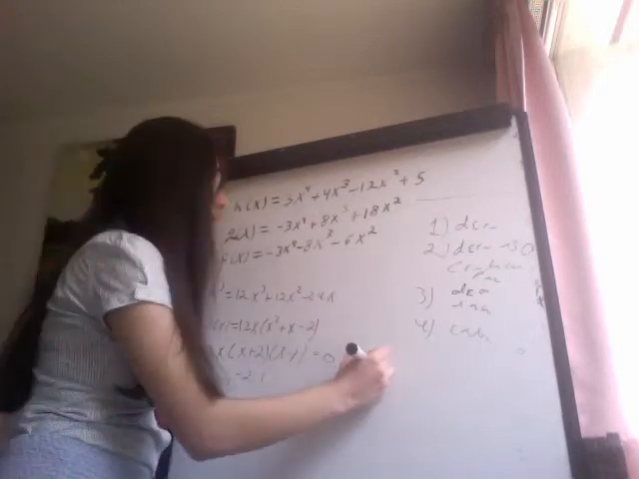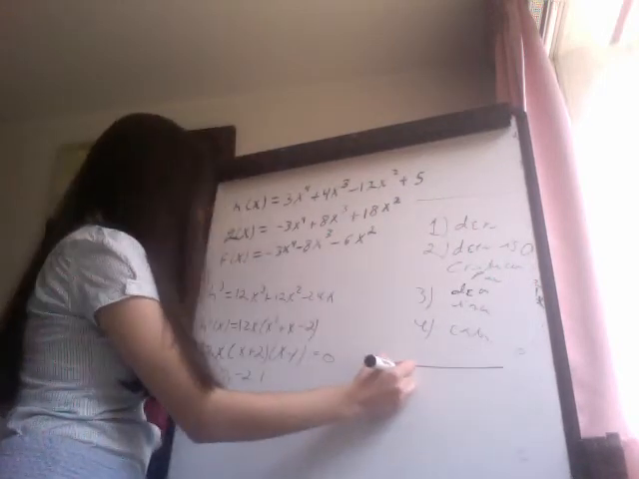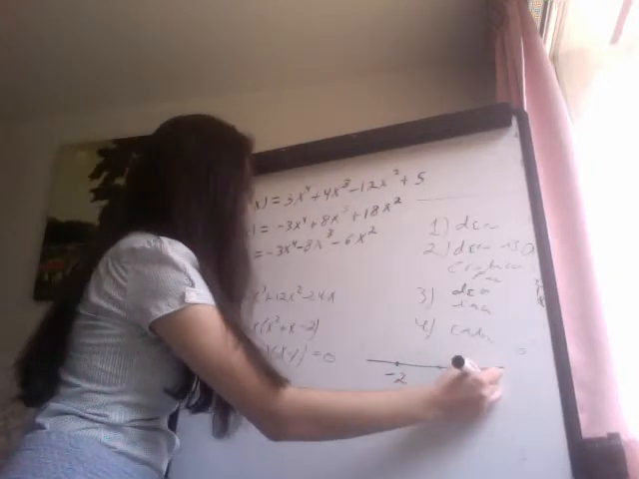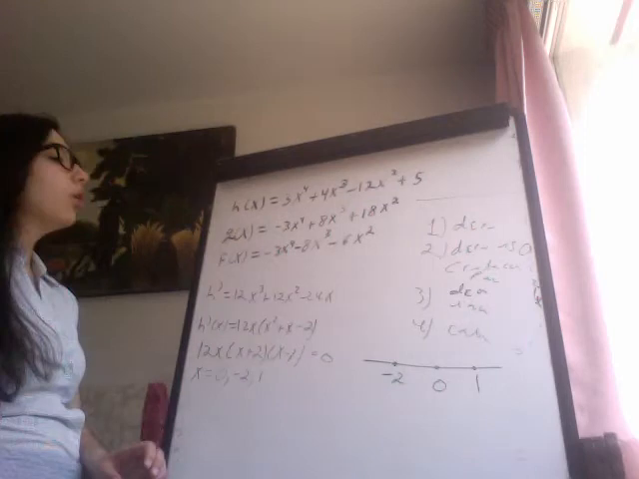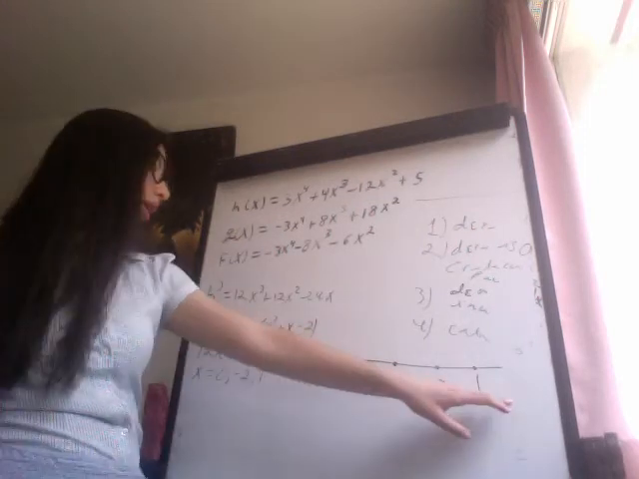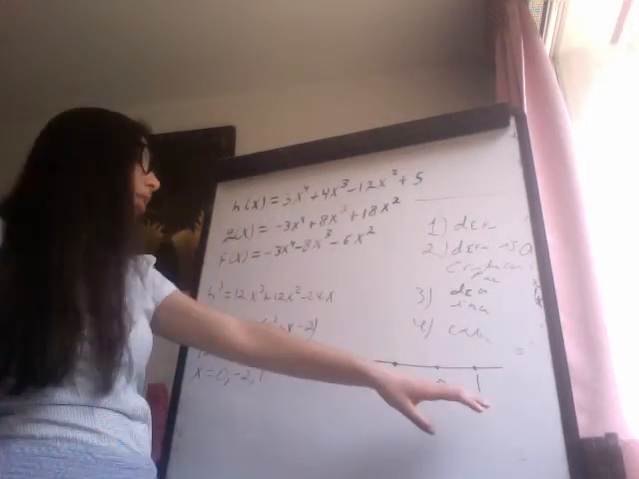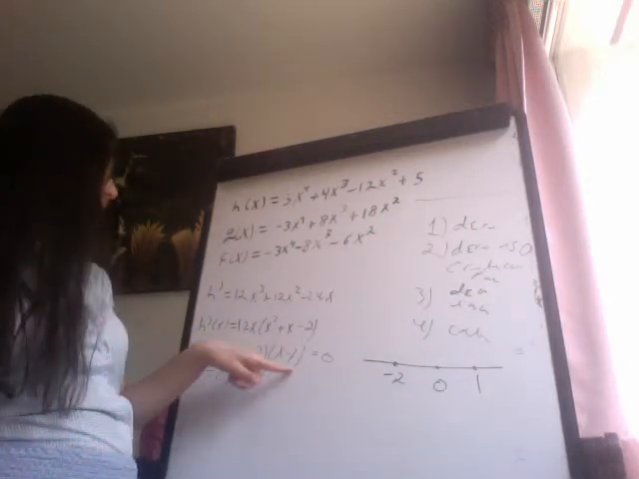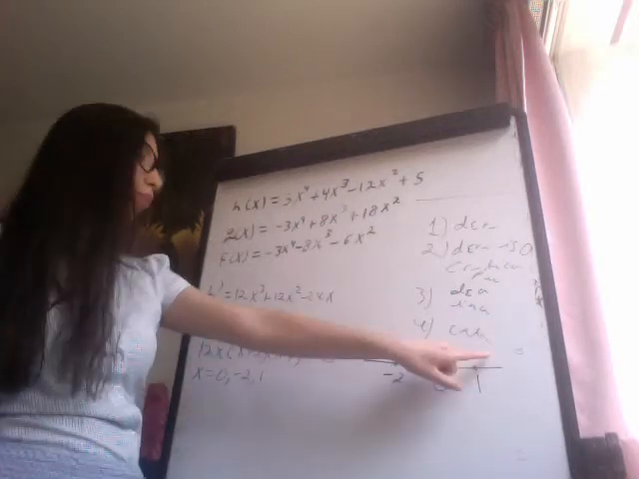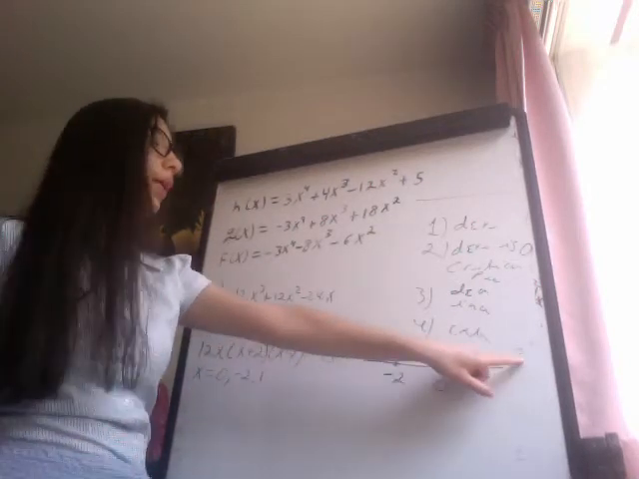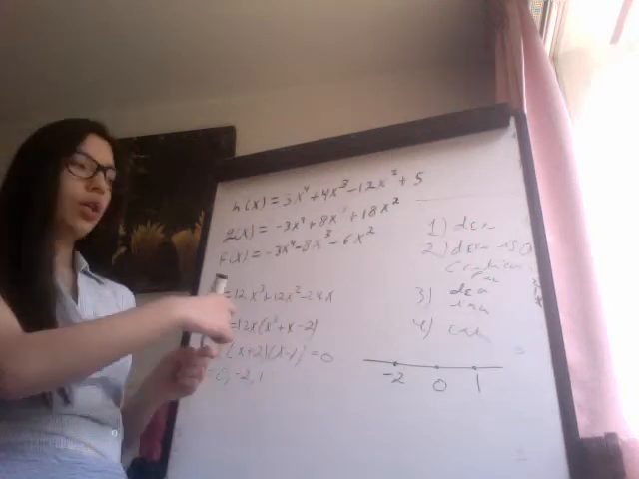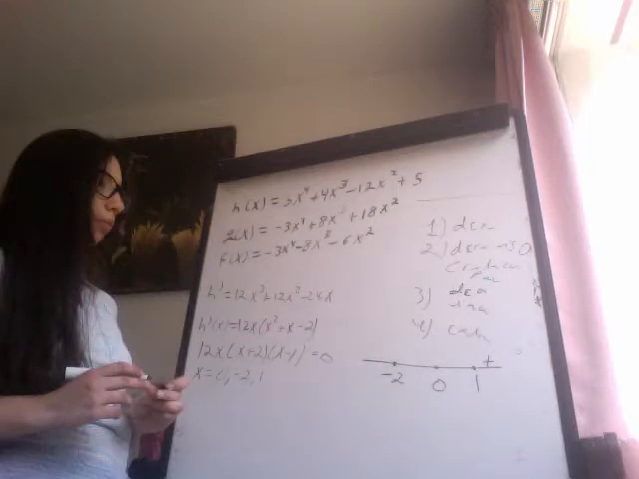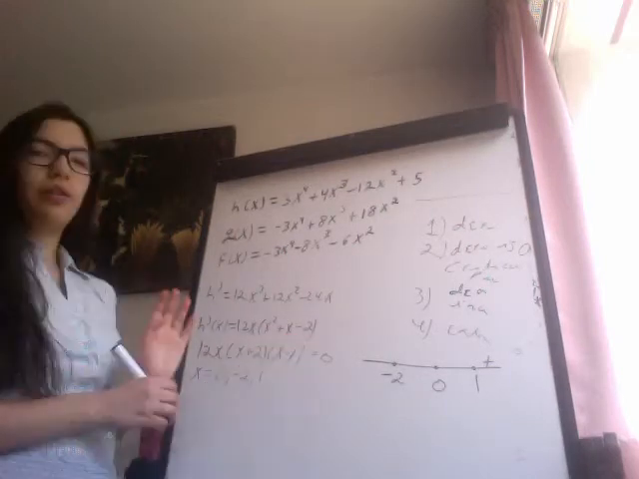So this will be the line. Here we go: negative 2, 0, 1. So when x has values that are greater than 1, all the three terms will be positive. So this will be a positive slope, and so the function will be increasing. So here the slope is positive and is increasing.